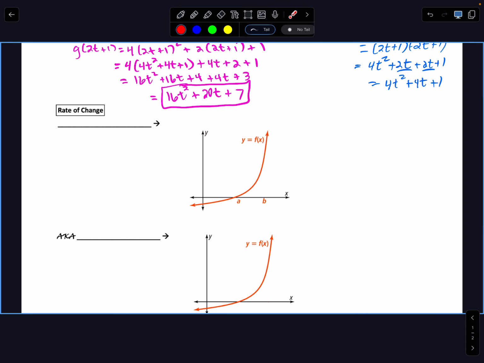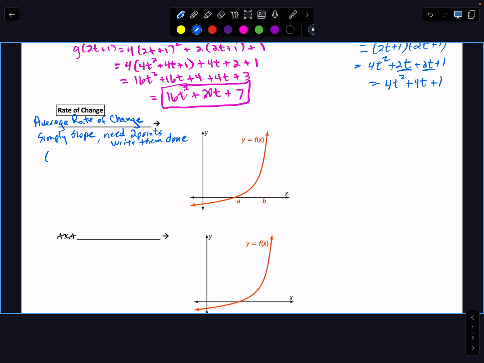All right, next we have rate of change. And that is actually going to be the average rate of change. When you have the average rate of change, it is simply slope. Average rate of change is simply slope, meaning that you're going to need 2 points. And I want you to write them down.